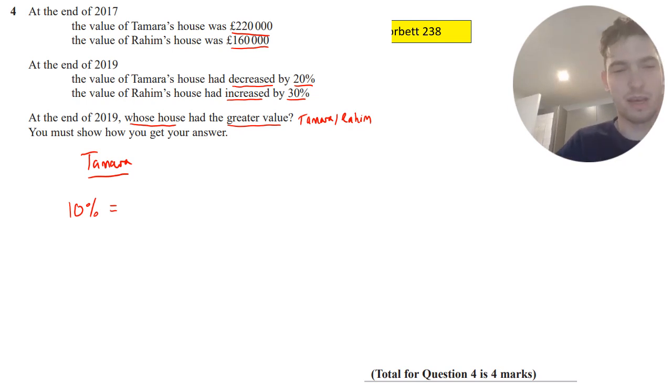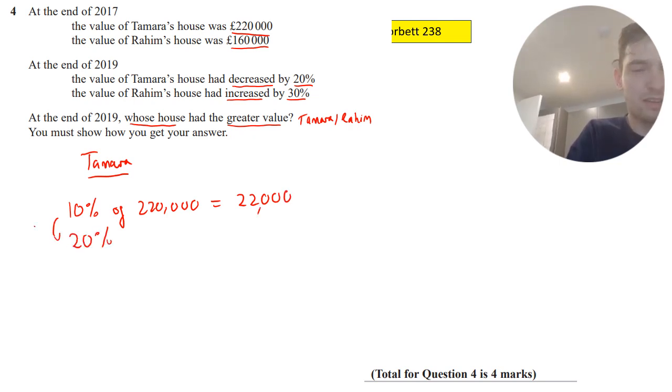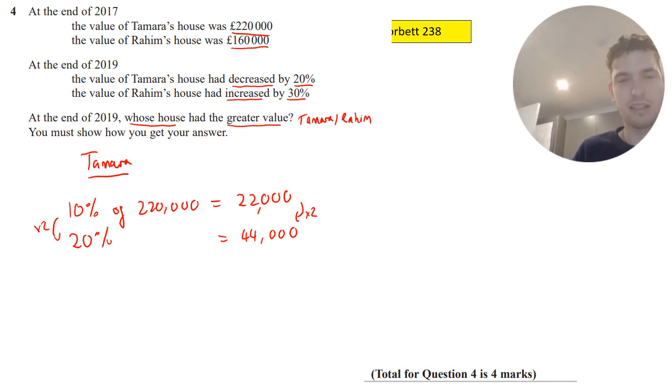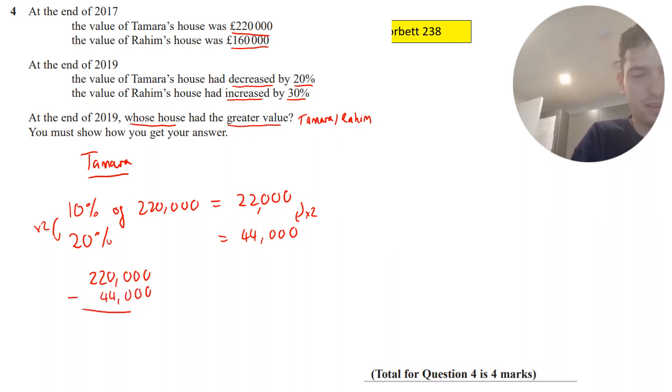This is a non-calculator paper. So 10% of 220,000, well, divide that by 10 and you get 22,000. So to get 20%, we're going to double it to get 44,000. And then because it's decreasing, I need to subtract it from the original number. So 220,000 minus 44,000, and I get an answer of 176,000.